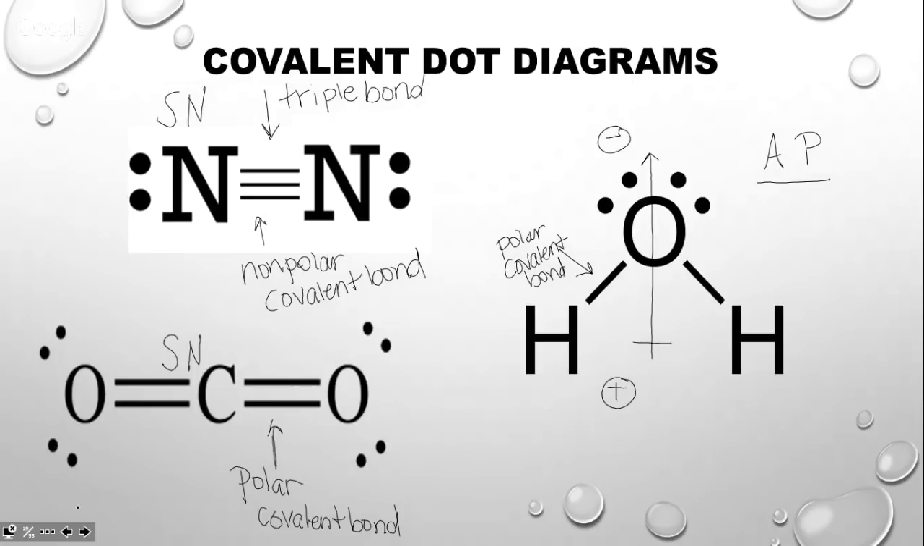Here we have a polar covalent bond, unequal sharing, but we have a symmetrical nonpolar molecule because even though oxygen pulls more tightly, it's pulling more tightly on each end. There's not just one side that's positive and one side that's negative. For the nitrogen, we have a nonpolar covalent bond as well as a symmetrical nonpolar molecule, again, because of the equal or symmetrical distribution of charge.